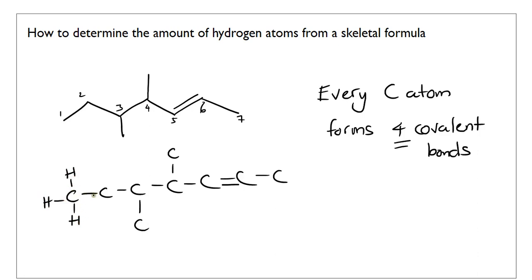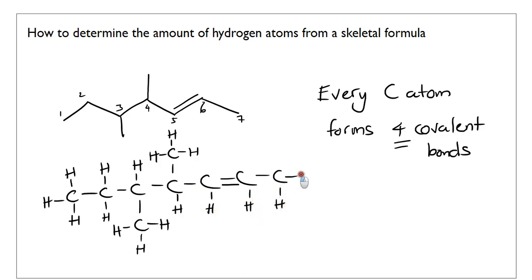So this carbon has 1 covalent bond with the other carbon, so it needs 3 more hydrogen. And then there's one here, and then one here. 1, 2, 3. 1, 2, 3. And then you just need to count properly. So this carbon already has 3 covalent bonds, so it just needs 1 more hydrogen. This one needs one more hydrogen, and then 1, 2, and 3.